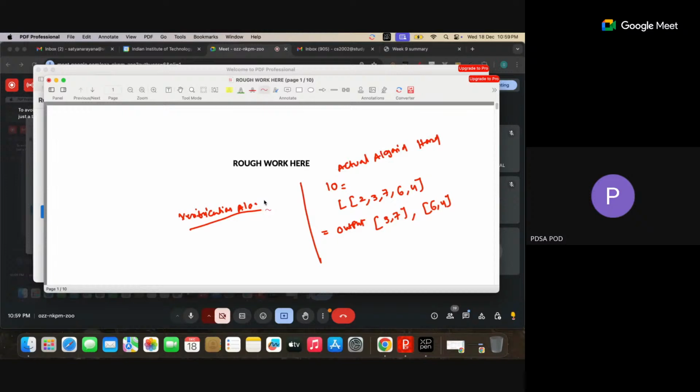Yes, this verification algorithm is polynomial time. Why is it polynomial time? To check whether this particular output is correct or not, I just need to do n iterations on the list, 3 and 7. I just have to sum from the first element to the last element. Is it equal to 10 or not? I need to verify. So it is P time. So that checking algorithm is polynomial time.